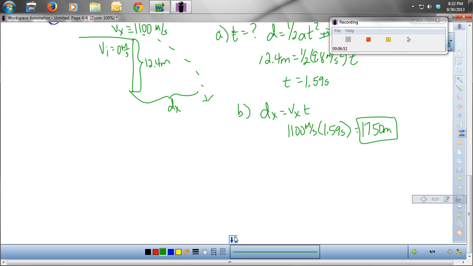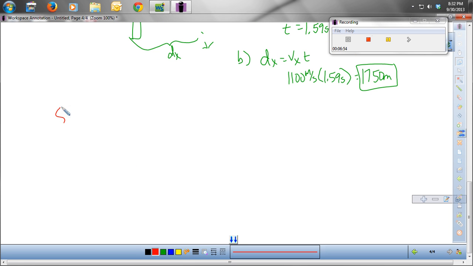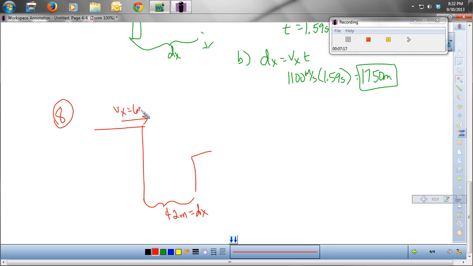Okay, and then finally number 8. Number 8 has some troglodytes. So here's their cliff. Here's their neighboring cliff. This is 42 meters of separation. That's the dx. And they're going to shove this rock, a bomb, off the cliff. And they shove it off at Vx equals 6 meters per second. And it falls down like that. And they want to know basically what's that distance right there. And I could have made this cliff be the same height. Doesn't really matter.